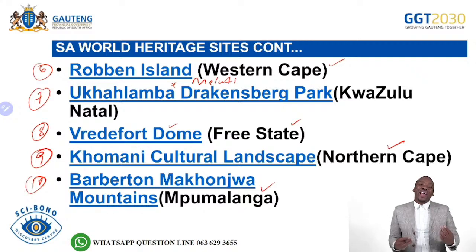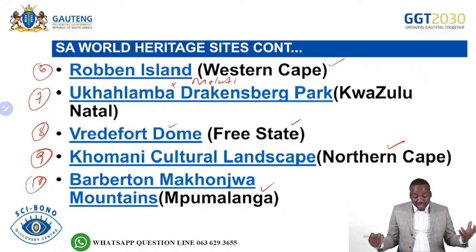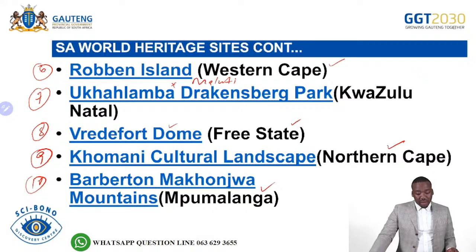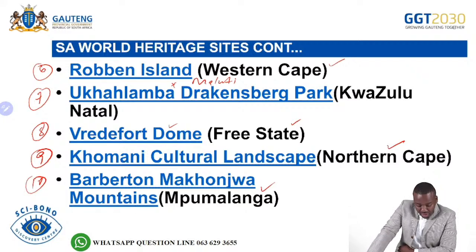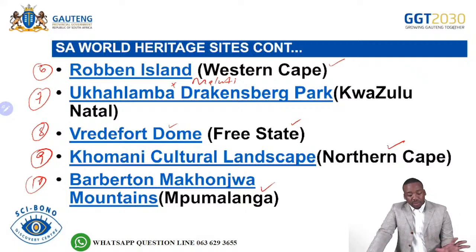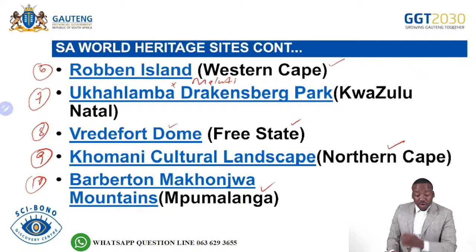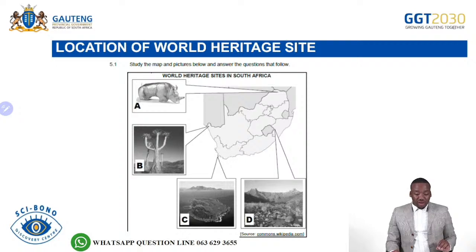I also want you to go the extra mile. Don't just rely on your text, so that we can have additional information. Go to the internet and get the short descriptions of each of the World Heritage Sites that you are going to be looking at. Remember, I said we are available on our WhatsApp line 063 629 3655. This is where you can send us your WhatsApp questions in terms of the content that we are looking at today. Right, so now we're going to be dealing with each of the World Heritage Sites.